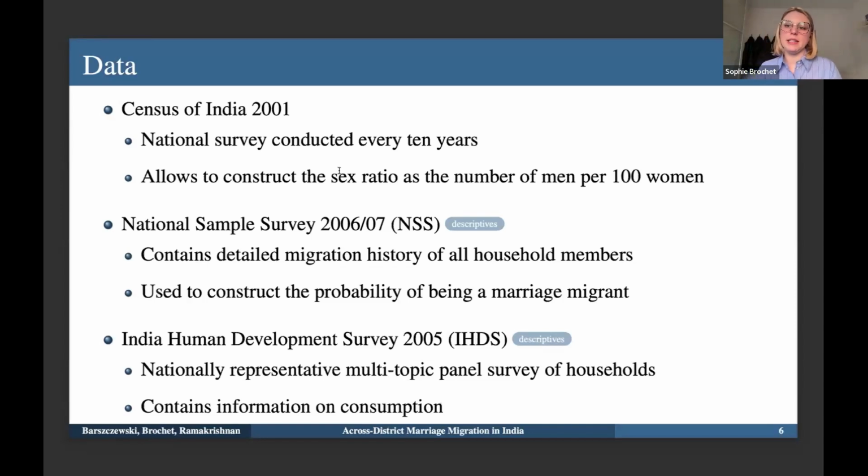And then I also observe some characteristics of these women and of the household they marry into. Thanks to this, I can investigate not only the share of migrating women by district, but also characteristics that are specific to these women. And then the last thing we do is use data from the Indian Human Development Survey. This dataset contains information on several topics, including consumption, and this is going to be essential for us to estimate the collective household model.